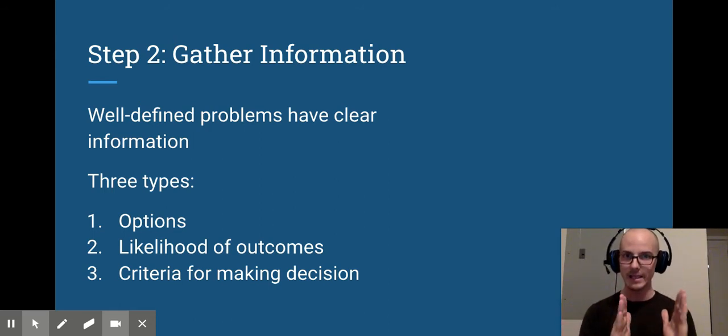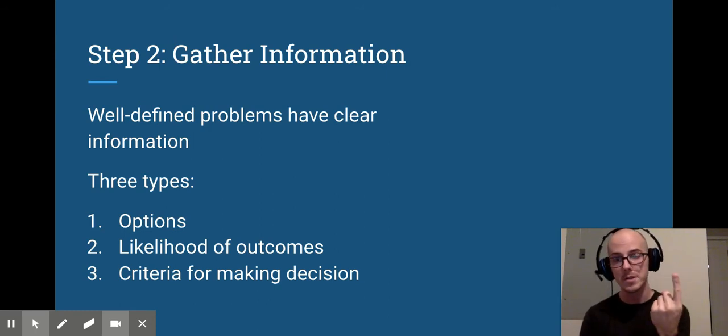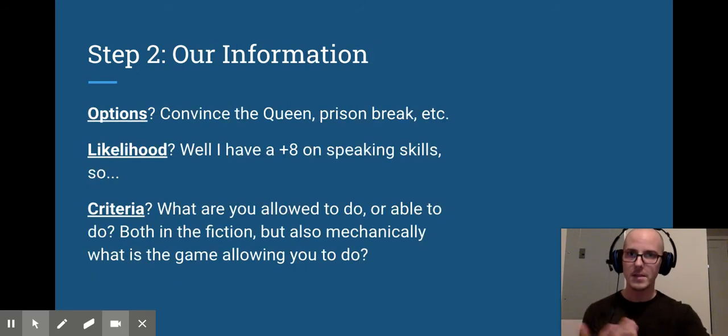That box is clear. And it has a clear goal that you're going for. So now we've got a clear goal. We have clear rules. There are three types of information that we're going to go seek out. We're going to think about what our options are, the likelihood of those options, and then also we have to make some rules for how we're going to make our decision. Let's talk about these things in terms of our current situation.